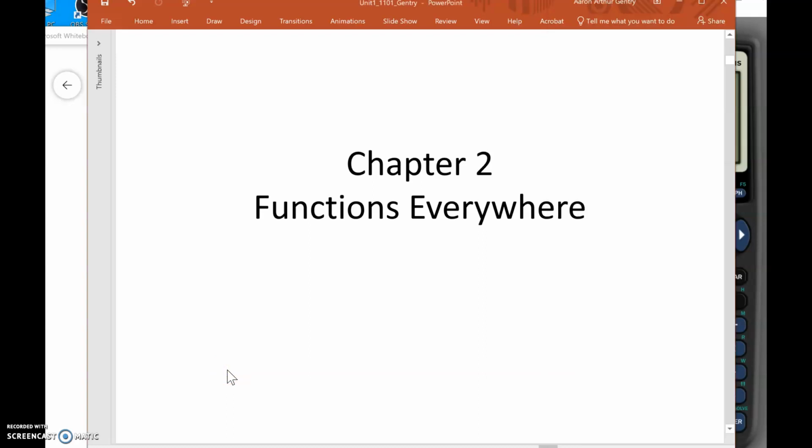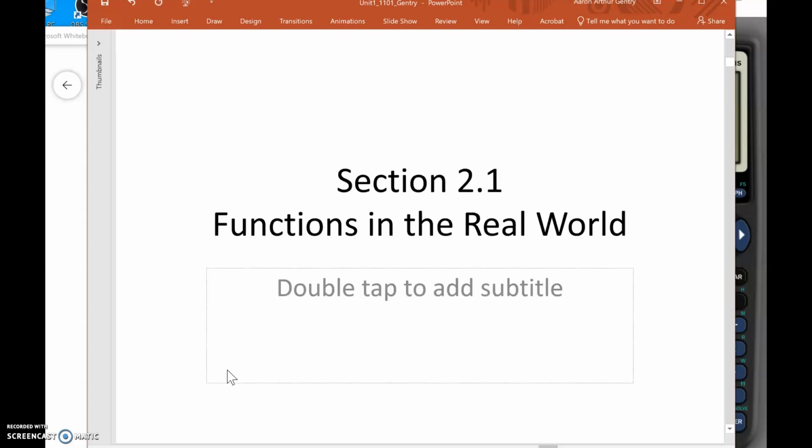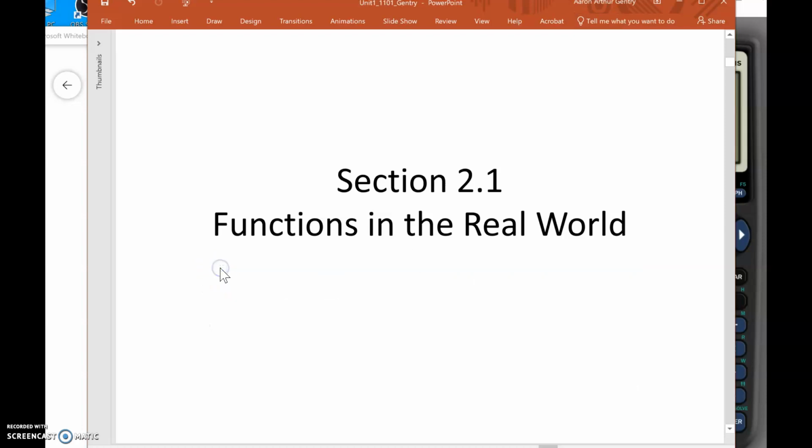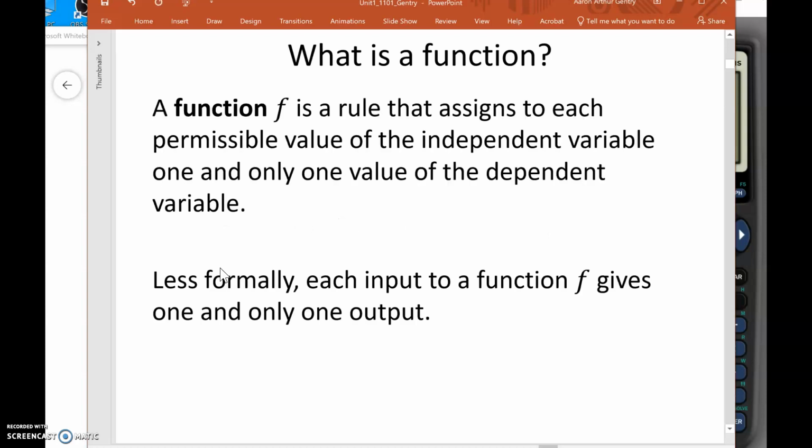Okay, so let's get into chapter 2 and start talking about functions. As you can see here, this is called functions in the real world. So what we're going to do is think about how some real world situations can be modeled mathematically. And actually that's what we'll be doing through the entire semester, but we're going to start off just talking about the basic idea of what a function is.